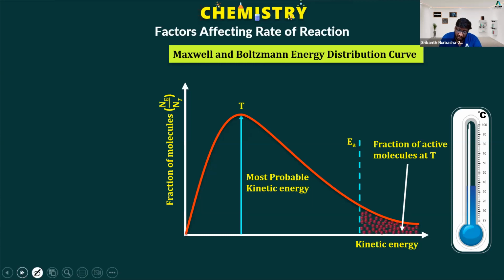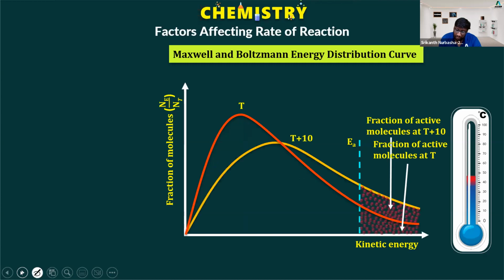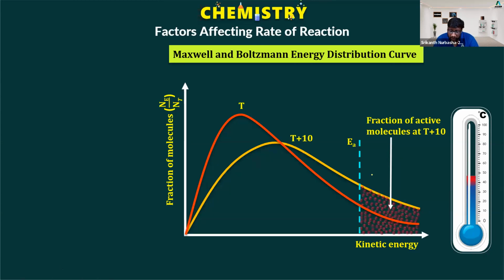If you try to increase temperature, what happens? With increase in temperature, like T plus 10, the fraction of molecules possessing more energy than the activation energy will be high. So with increase in temperature, students, the number of active molecules increases, but the path is same, and the energy profile diagram, reactants to product conversion, is same.